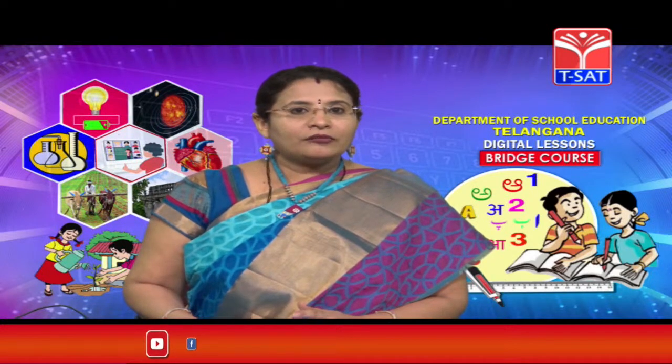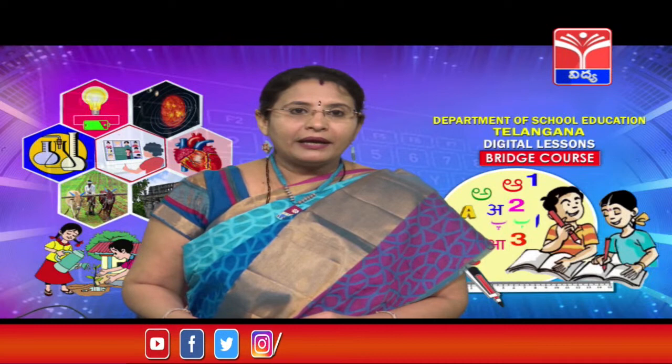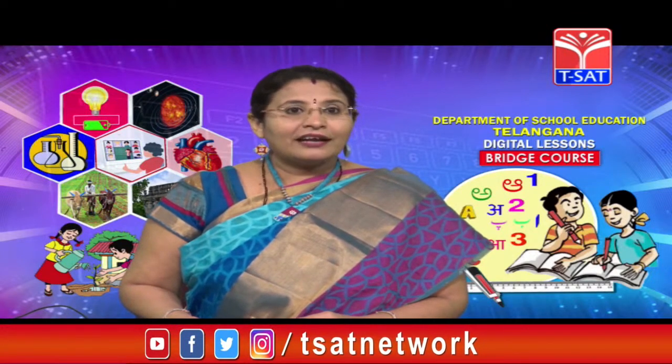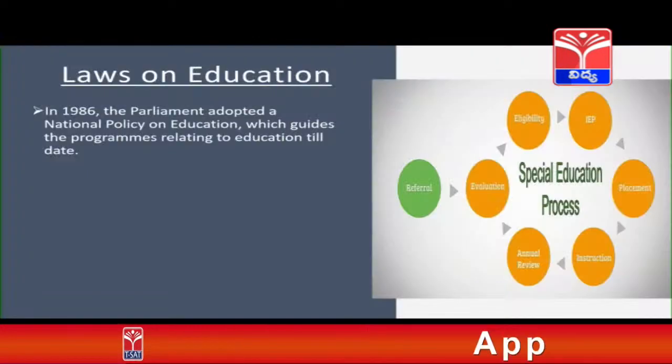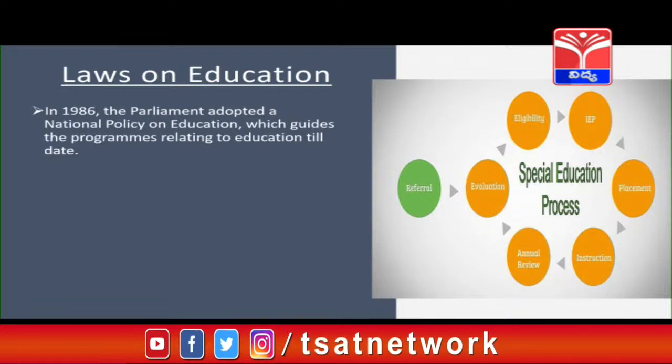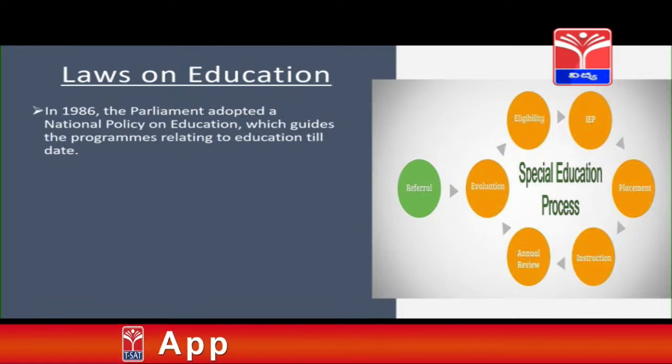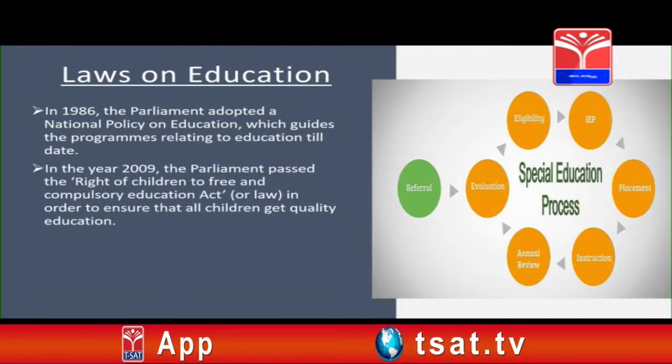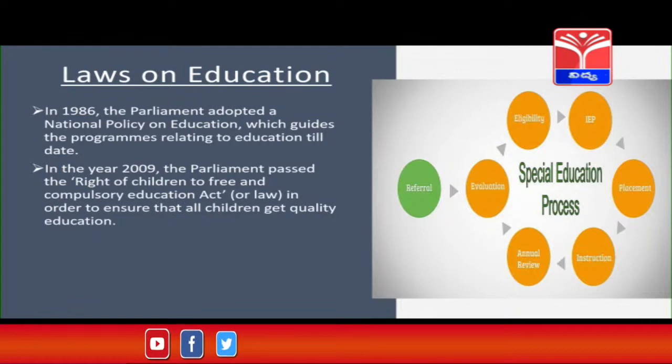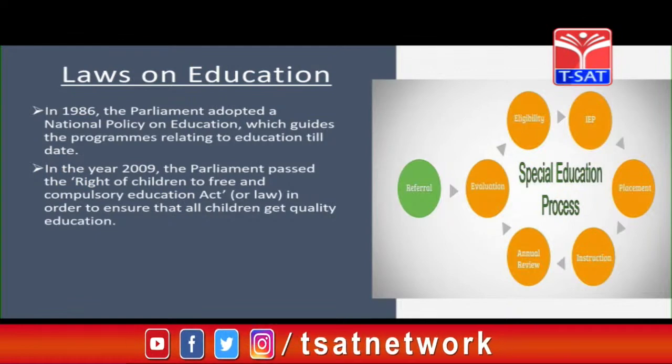Now children, let me explain one of the laws which was made by the Parliament and which is very relevant to us, that is the law on education. In 1986, the Parliament adopted a national policy on education which guides the programs relating to education till date. There was one policy, children, which was made in 1986, and till date, as far as the education department is concerned, these policies are still followed. Again, one more policy was made in the year 2009, and in that the Parliament passed the Right of Children to Free and Compulsory Education Act, or law, in order to ensure that all children get quality education.